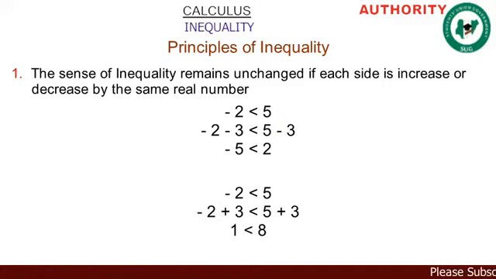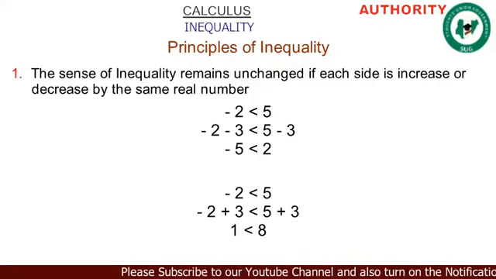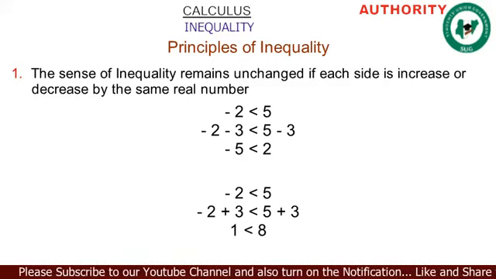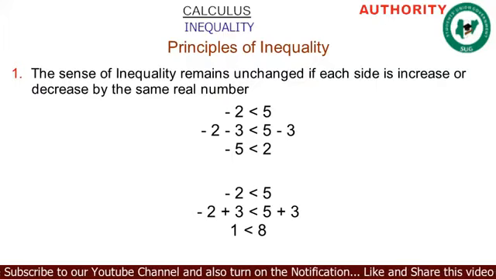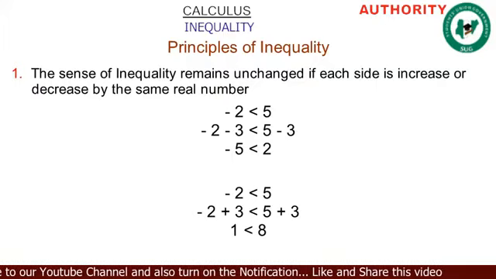Also, when you decide to increase by 3, you increase the left hand side by 3 and the right hand side also by 3. So we have minus 2 plus 3 less than 5 plus 3. Minus 2 plus 3 is 1, and 5 plus 3 is 8. You still see that 1 is less than 8. The sense did not change.